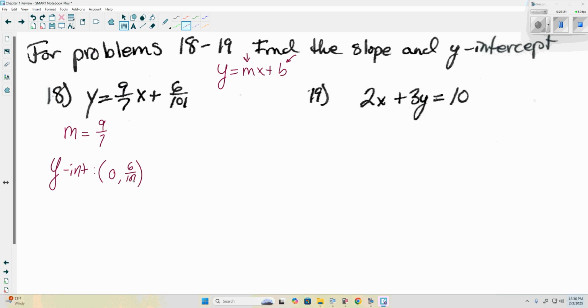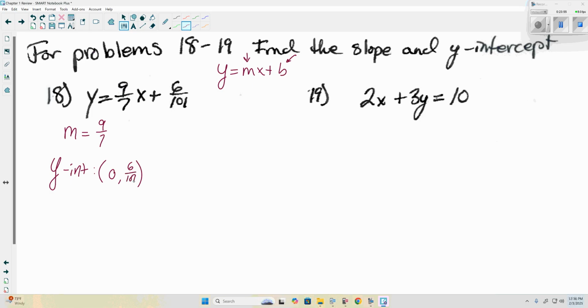Now, the reason I say there's not a right way or wrong way to put this is that it depends on what they're asking. If they're asking for the y value of the y-intercept, then the correct answer would be 6 over 101. If it's asking for the y-intercept, it's technically looking for 0 comma 6 over 101. Does that make sense, the difference between those two? For the most part, I will take either one, but sometimes they want it to be more specific.